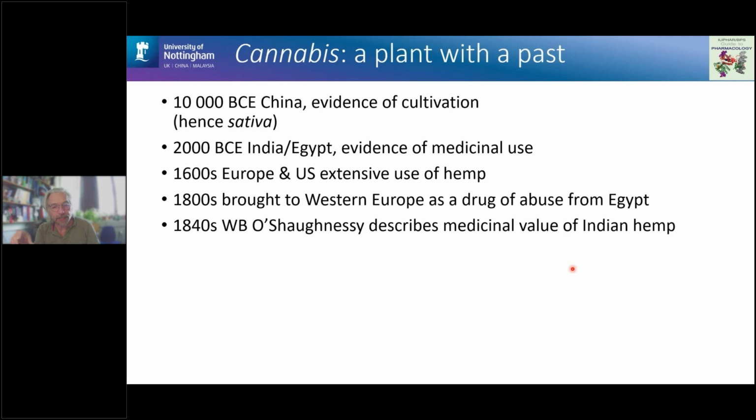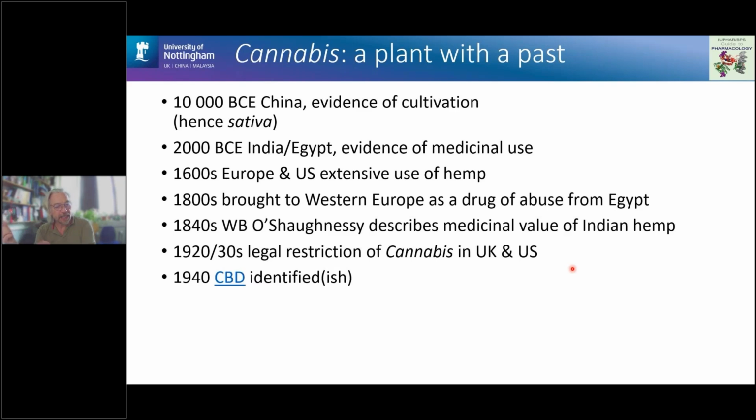The British occupation of India meant that there was a lot of toing and froing between the subcontinent and the UK. And a guy called O'Shaughnessy, who's a really interesting character, wrote a large tome about the experiences he'd gathered in India and brought it back to the UK as something that could be of medicinal value. But with the whole process of restricting access to various drugs, cannabis was not exempt from that in the 20s and 30s. Both the UK and US limited that.